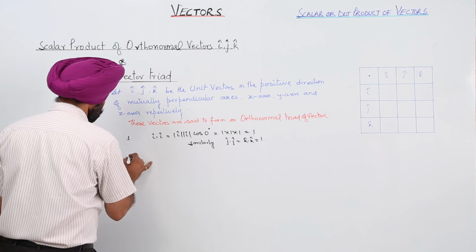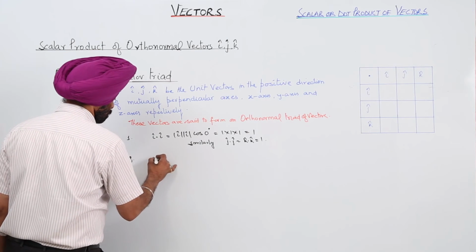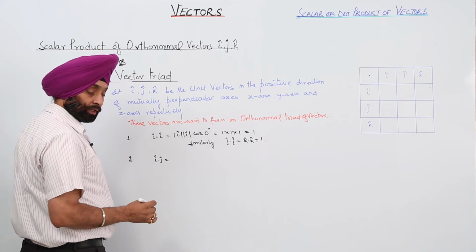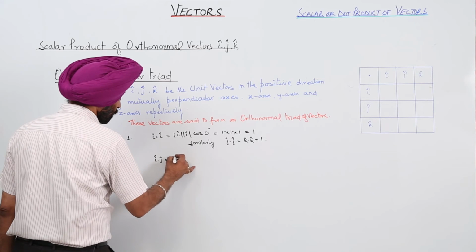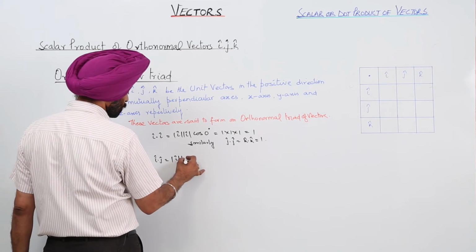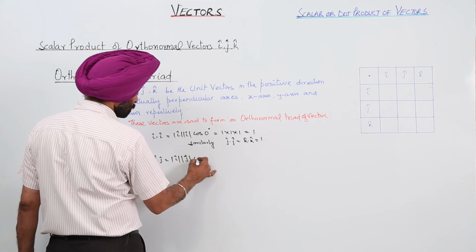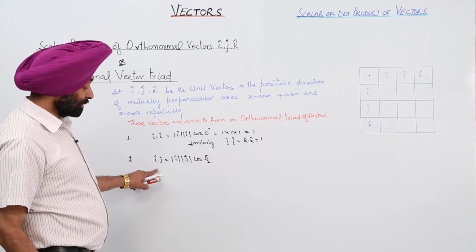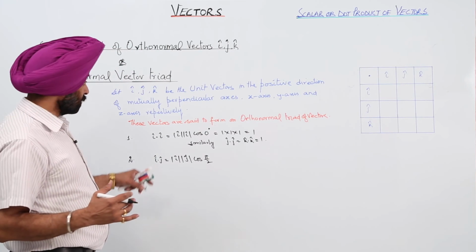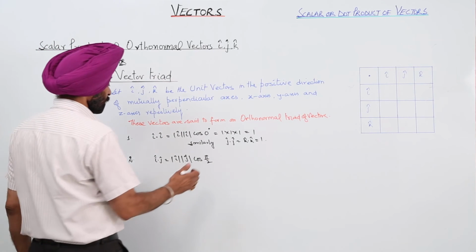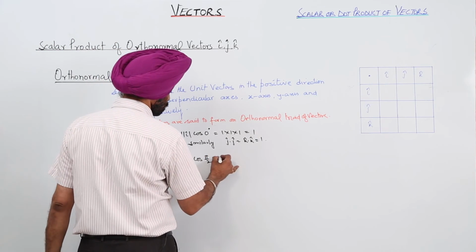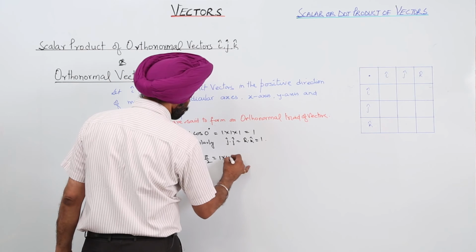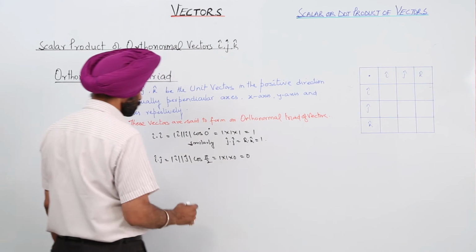Number 2, i cap dot j cap. Now this is equal to the magnitude of i cap, unit vector, that is 1, magnitude of j cap, that is also 1, with cos pi by 2. Now here i and j will be called perpendiculars, because the axes are mutually perpendicular. Now this is equal to 0, or we can write it 1 times 0 is equal to 0.